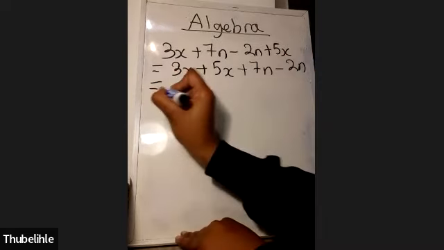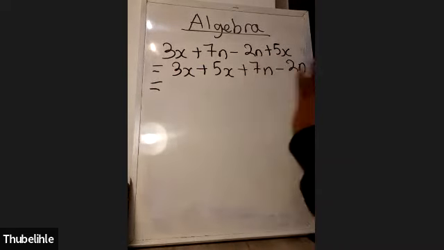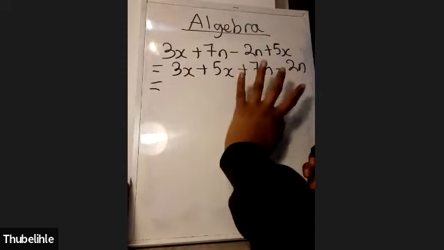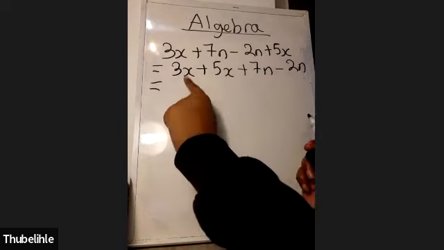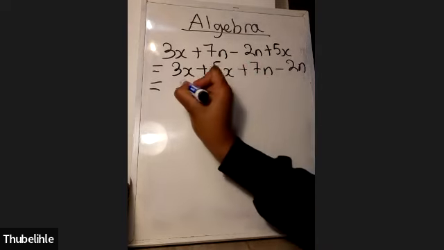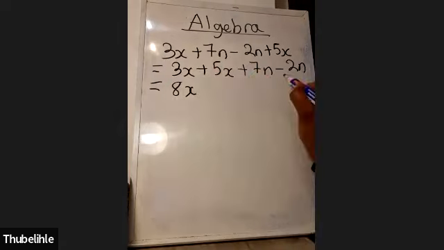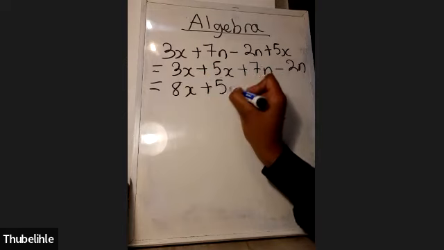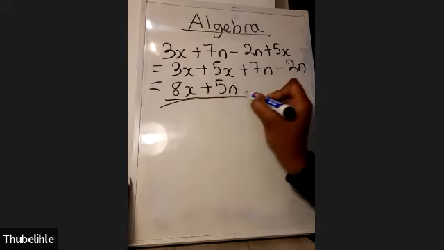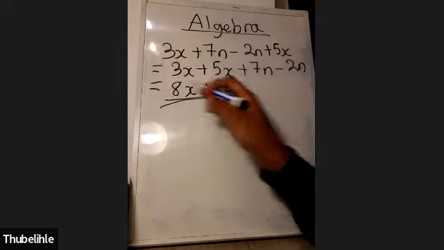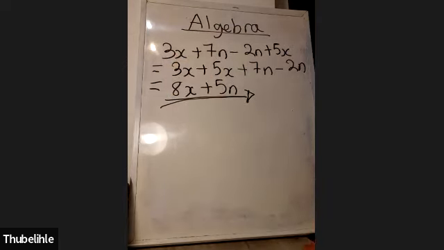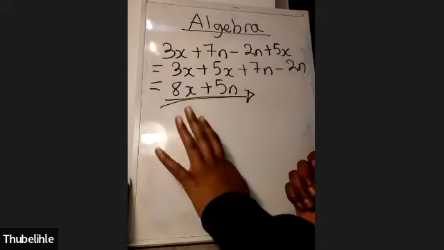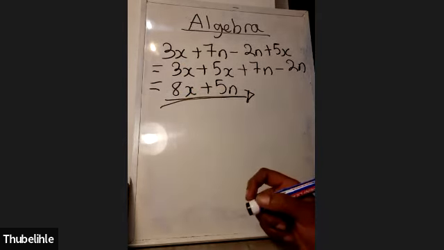Okay, so now you've basically put the like terms together and the unlike terms together. From what we said, like terms can add to each other. So here we have 3x plus 5x, which will give us 8x. Okay, 7n minus 2n, we're going to have plus 5n. Okay, this will be your final answer because you can't simplify this statement any further. They're not multiplying, they're just adding and they're unlike terms. So this is as far as it goes.